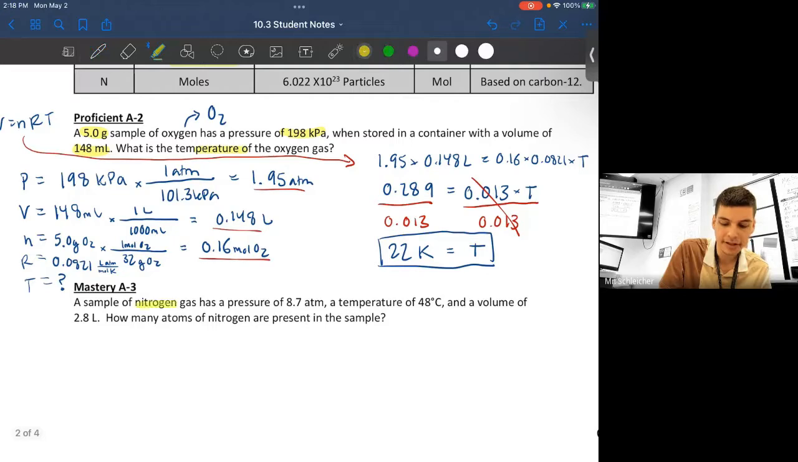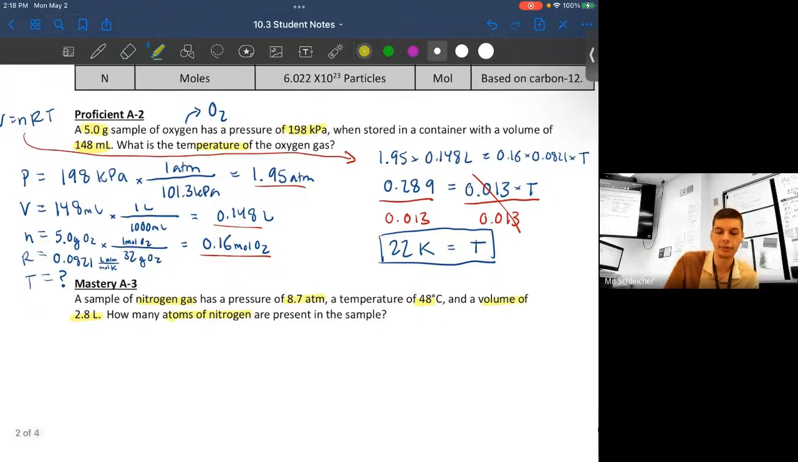A sample of nitrogen gas has a pressure of 8.7 atmospheres, a temperature of 48 degrees Celsius, and a volume of 2.8 liters. How many atoms of nitrogen are present in the sample? Okay, weird question. They're asking for atoms of nitrogen at the end. But to me, I'm thinking that's probably related to moles in some way. So I'm just going to solve for moles and figure out what it's asking me later.